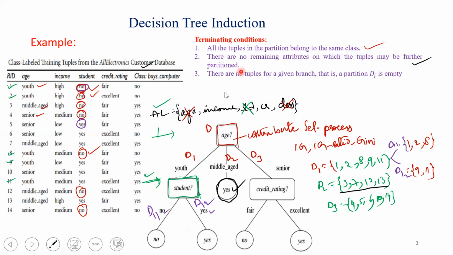And what is the third condition? There are no tuples for a given branch, that is, the partition is empty. That third condition is not reflected in this example. So we have another terminating condition like that.